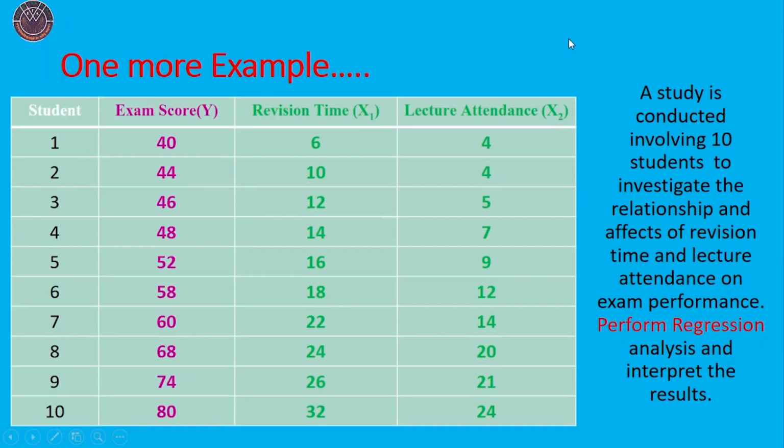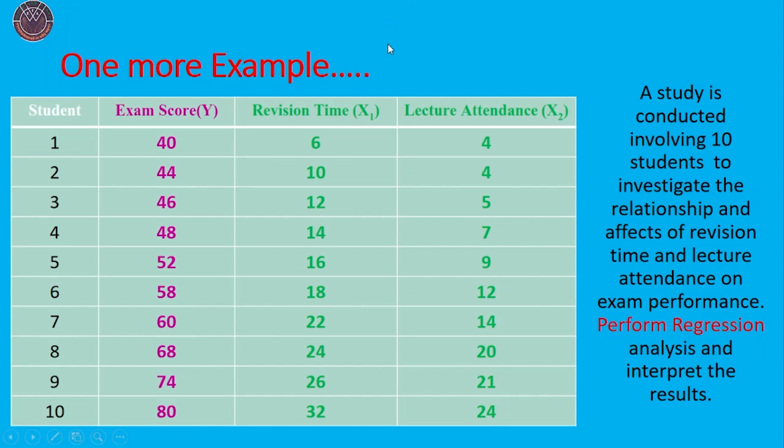So after understanding the multiple regression equation through one example, we have seen how the multiple regression equation or line of fit is obtained, how to perform ANOVA, and how to get the coefficient of determination and adjusted r square value. Now we will take one more example to understand it in a better way.